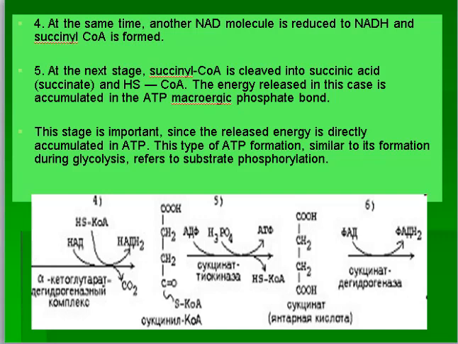At the next stage, succinyl-CoA is cleaved into succinic acid, succinate, and the energy released in this case is accumulated in the ATP macroergic phosphate bond. This stage is important since the released energy is directly accumulated in ATP. This type of ATP formation, similar to its formation during glycolysis, refers to substrate phosphorylation.